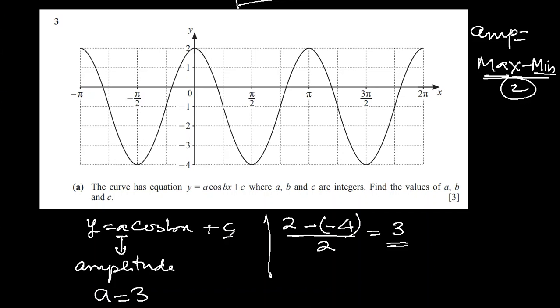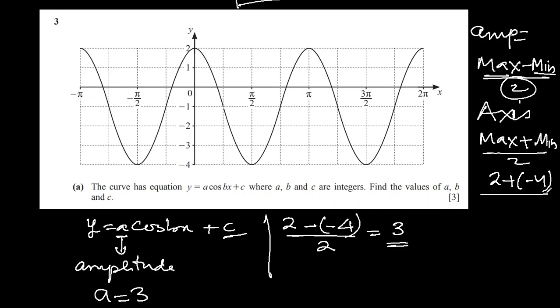Second thing, we have to find this c. C is called the axis. Axis is the middle line of the graph between maximum and minimum, which is the average of the two. For average, we add maximum and minimum and divide by 2. That's how we get the mean or average of the two. So axis in this case will be 2 plus minus 4 divided by 2, and that is minus 2 divided by 2, which is minus 1. C is minus 1 because this is minus 1. C is the axis, and it makes sense. Minus 1 is the middle line between 2 and minus 4.